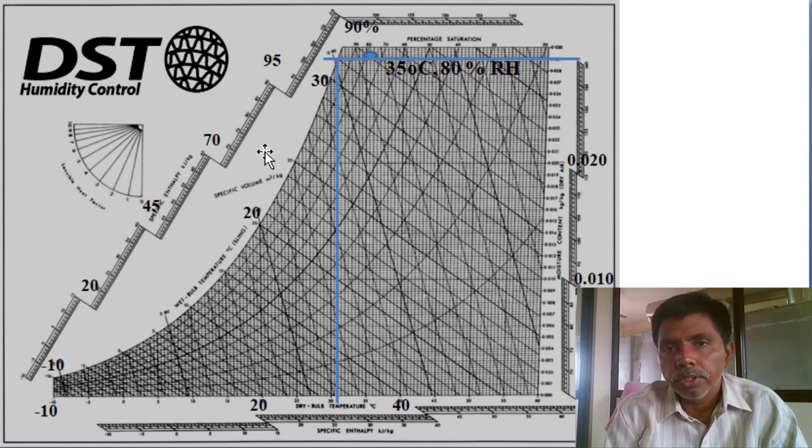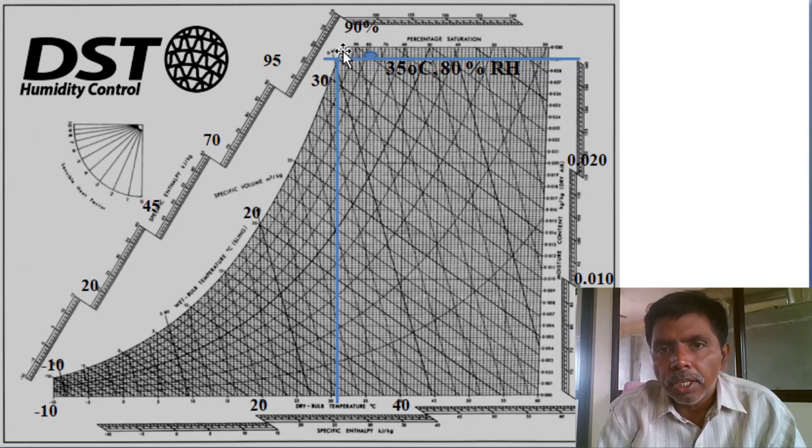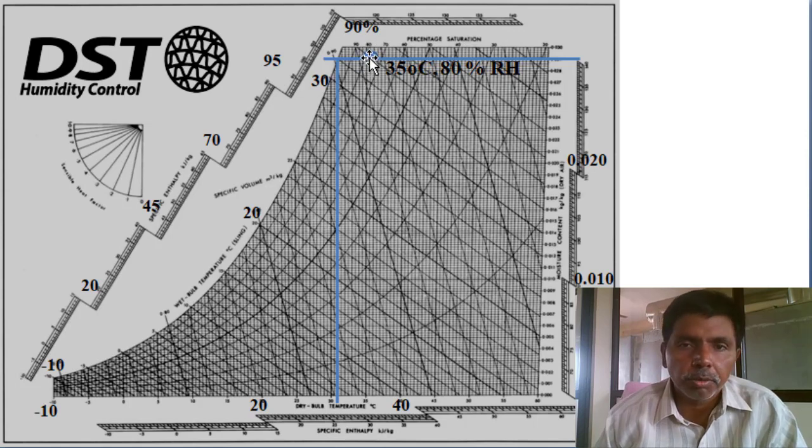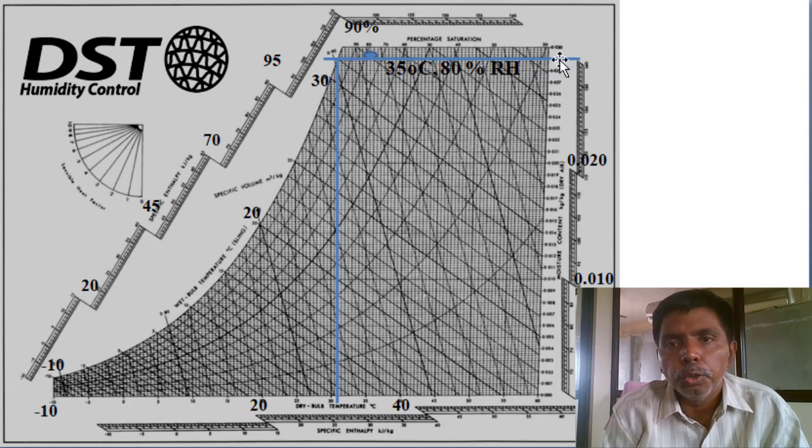Yes, you see. Where is 35 degrees temperature? This is the 35 degrees temperature line and 80 relative humidity. This is 100, 90, 80. 35 and 80, where the intersection is taking place. This is the intersection point. What is the specific humidity? 0.029, maximum 0.030 kg of vapor per kg of air. 0.029 is the specific humidity of the air.